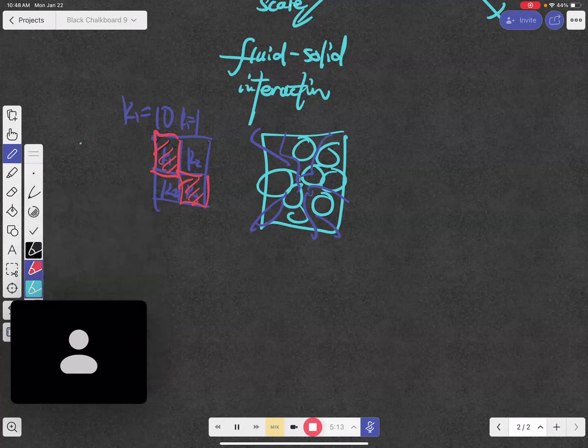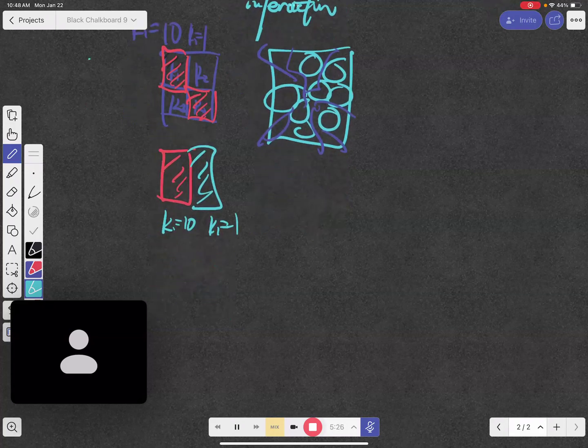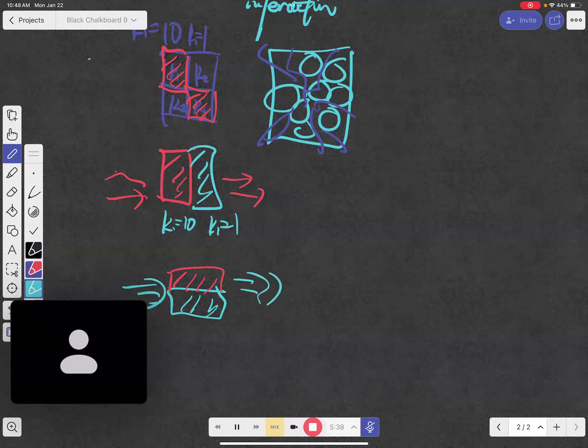Let's give another example. If this is arranged like this, so K equals 10 here, K1 equals 1, what would be the permeability? Versus if the water is going through this way, versus if you're going through this way. Let me ask one question: do case 1 and case 2 have the same permeability?